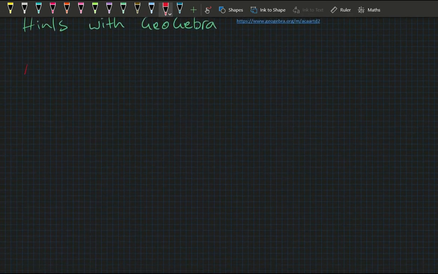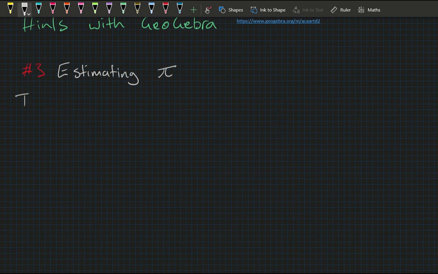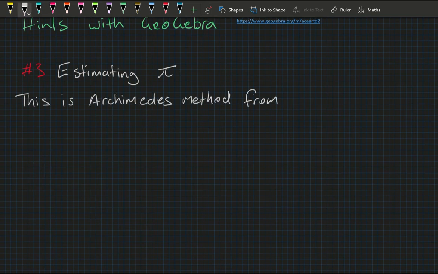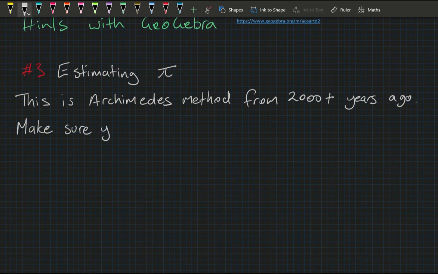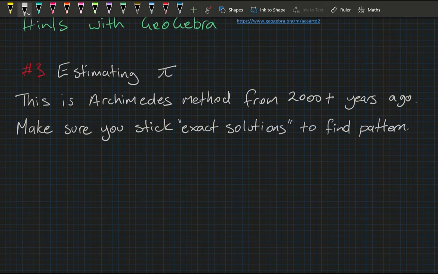Okay, and finally let's get on to the last challenge. This is challenge number 3, where we'll be estimating pi. Now this is a method that Archimedes used to estimate pi over 2,000 years ago. I introduced it to you in the last lesson. But make sure you stick exact solutions in each step. This will allow you to find a pattern and a formula. And by this I mean leave your answers in square root form.